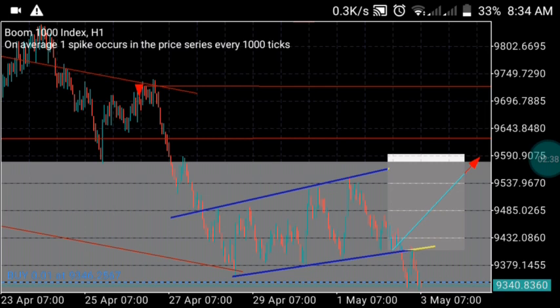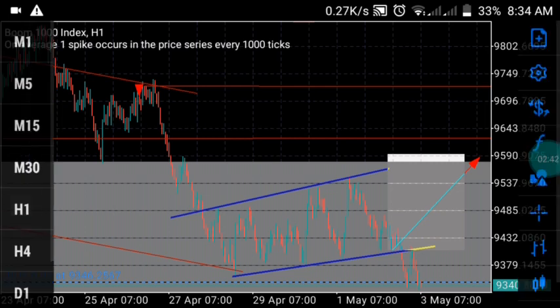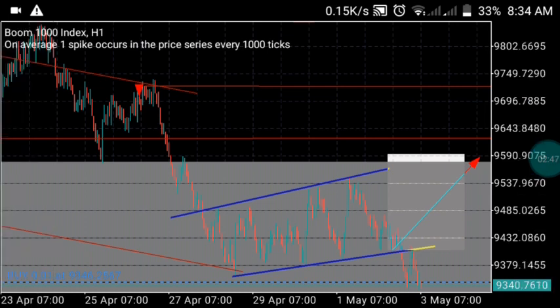Guys, you see, this is exactly what I told you guys that is going to happen. So you see, now I've already entered my trade. Currently I'm in loss, maybe 0.05. You see that. But before the next 24 hours, I know this market is going to be on an uptrend, a big uptrend.